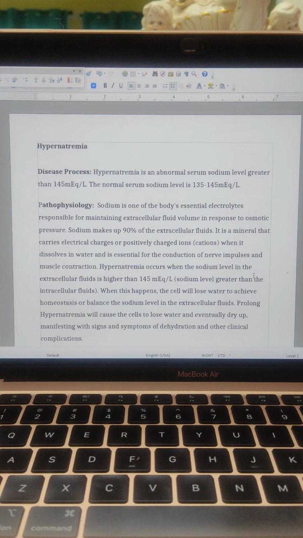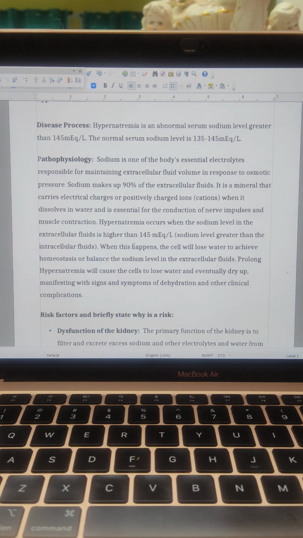Sodium is one of the body's essential electrolytes, and it is responsible for maintaining extracellular fluid volume in response to osmotic pressure. Sodium makes up about 90% of the extracellular fluids. It is a mineral that carries electrical charges or positively charged ions known as cations when dissolved in water, and it is essential for the conduction of nerve impulses and muscle contraction.